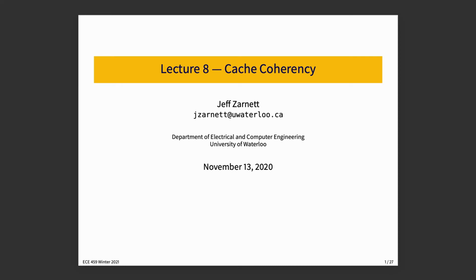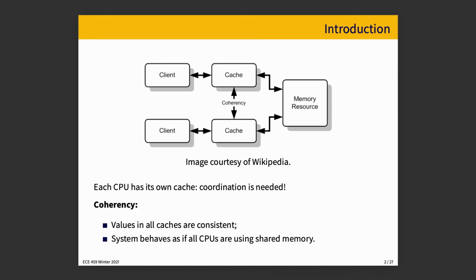Lecture 8, Cache Coherency. So to close out our topic on the subject of hardware, we're going to talk about cache coherency, which is looking at support in the architecture for memory ordering. And in particular, what we're looking at is a scenario something like this. Client in this case is a CPU.